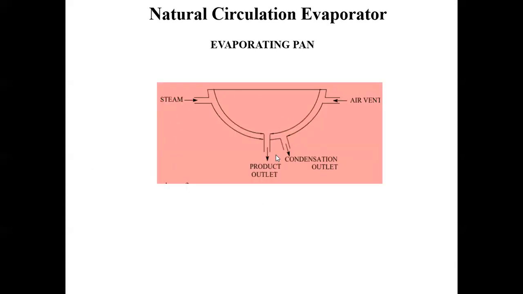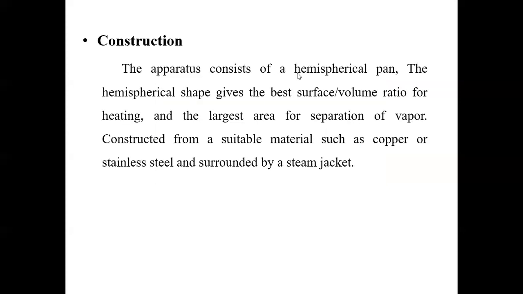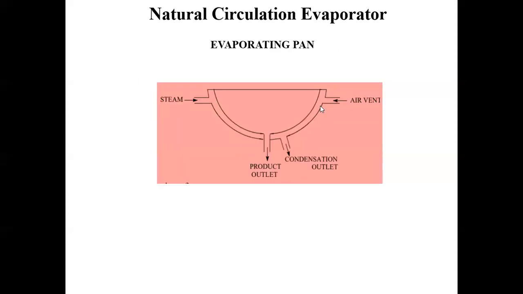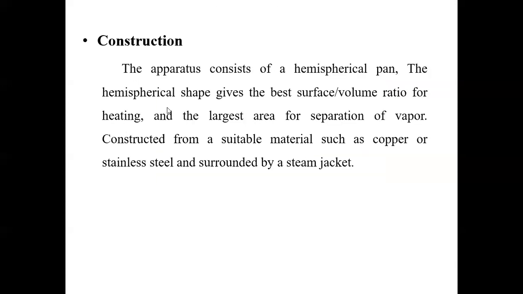This is a simple evaporating pan. Construction. The apparatus consists of a hemispherical pan. The hemispherical shape gives the best surface to volume ratio for the heating and the largest area for separation of vapor. Constructed from a suitable material such as copper or stainless steel and surrounded by a steam jacket.